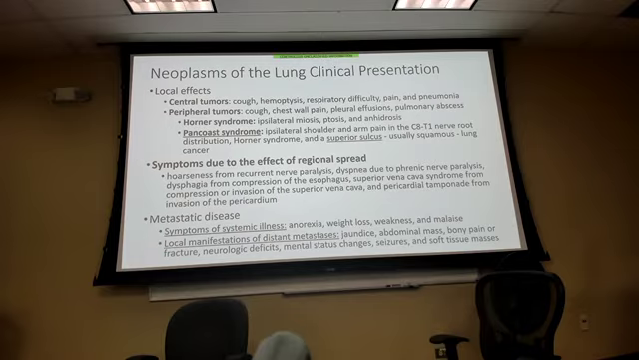Okay, so central tumors, just like I said, cough, hemoptysis, respiratory difficulty, pain, pneumonias, right? It's blocking off, it's putting pressure on your main bronchioles or bronchial tree. So you might have increased sputum that is unable to get up because it's obstructed. Versus peripherally, you're gonna have that chest wall pain, the pleural effusions, maybe having those peripheral pulmonary abscesses.